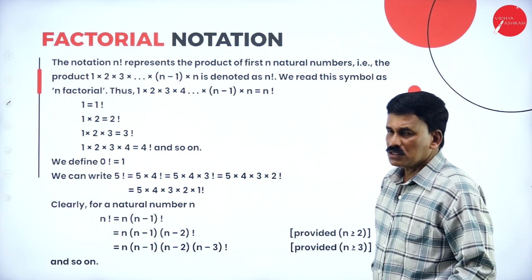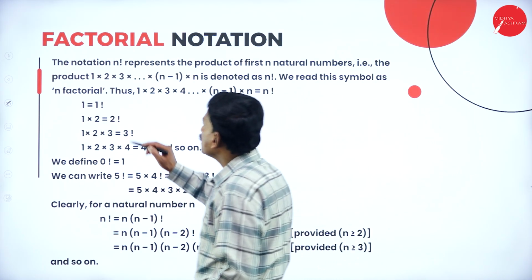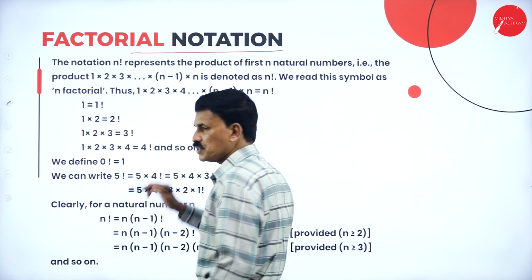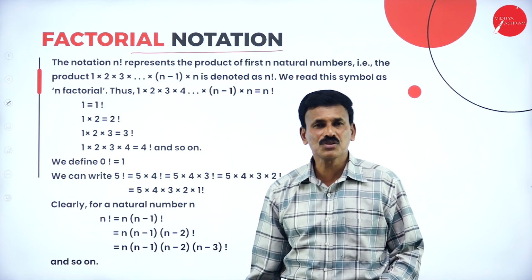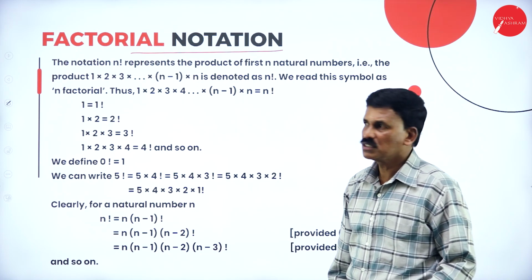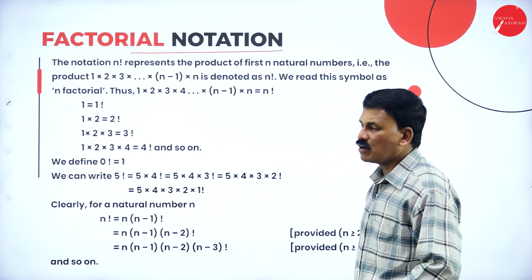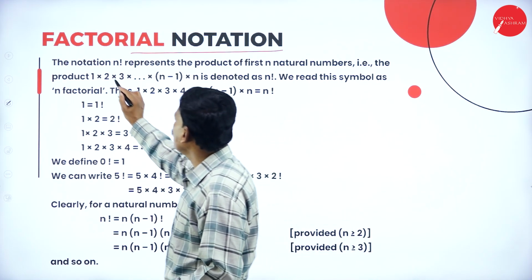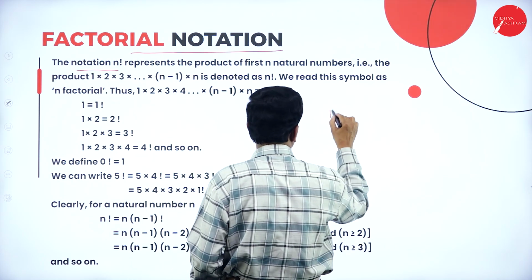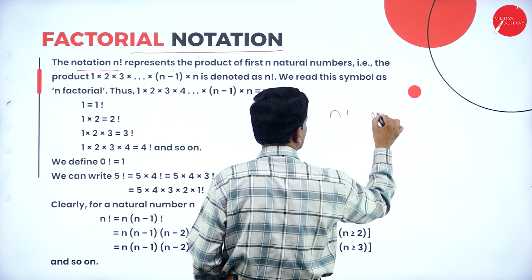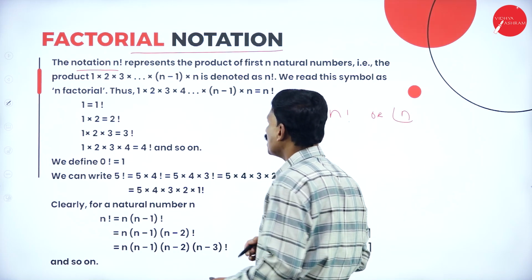Now let us come to the factorial notation. Let me explain before going to the problems on permutation. Let us know about the factorial notation. What is the notation of n factorial? This is called n factorial. It can be represented like this, or we can also write it like this, factorial of n.